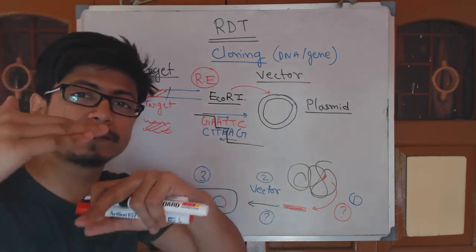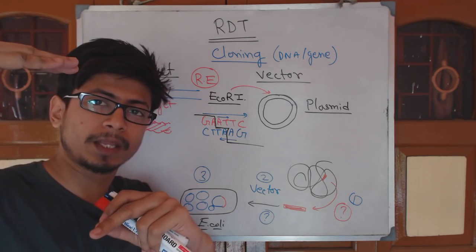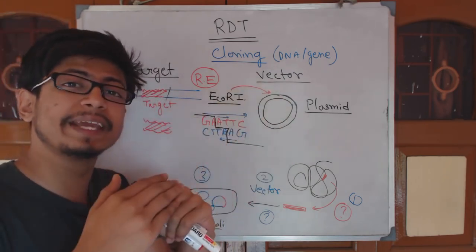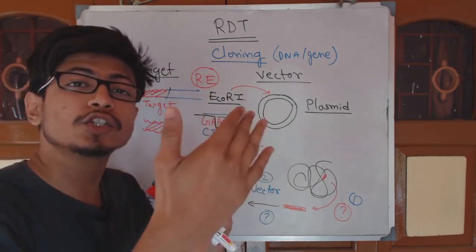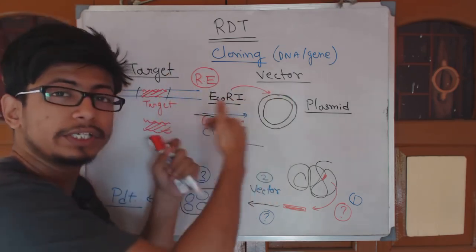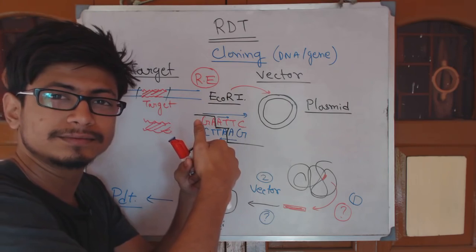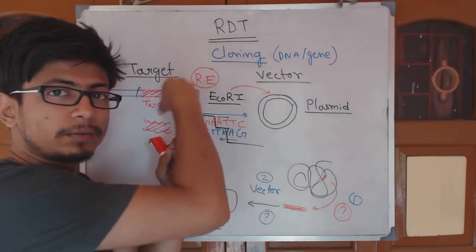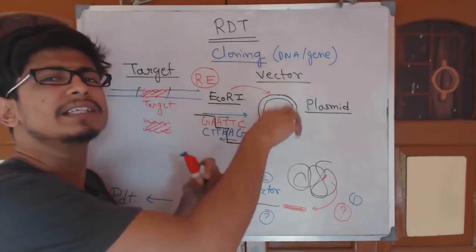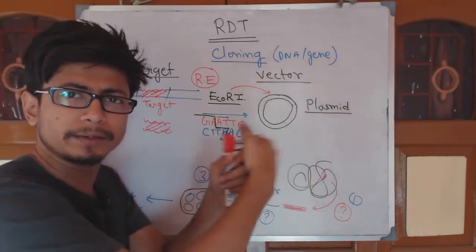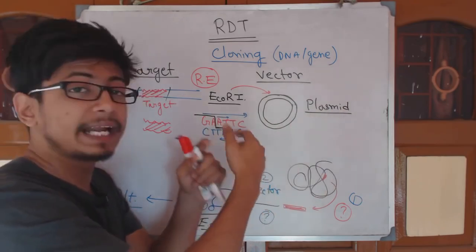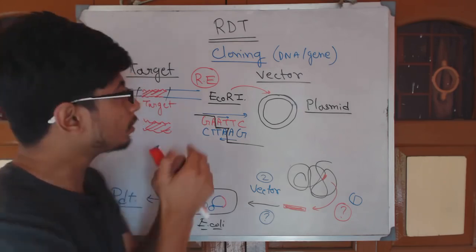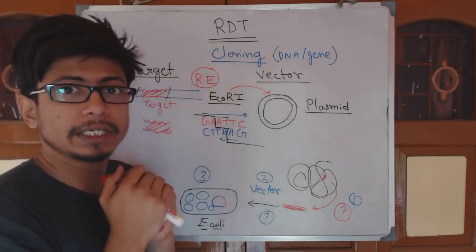So it generates a specific type of cut end. So we need to treat the vector with the same enzyme to create the same complementary cut end so that we can join these two DNA together. If we apply two different restriction enzymes, EcoR1 for this host DNA, and say another example, BamH1, a different restriction enzyme, then the ends that will be generated will not match with each other. So the target DNA cannot be joined with the vector.